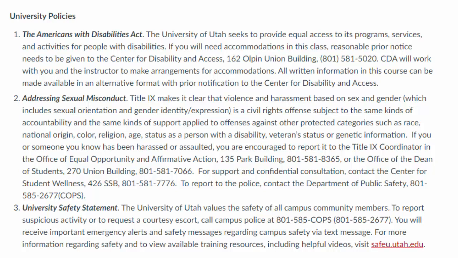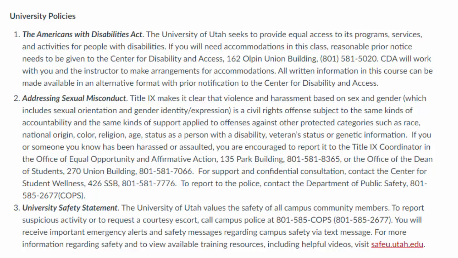Title IX makes it clear that violence and harassment based on sex and gender, which includes sexual orientation and gender identity and expression, is a civil rights offense subject to the same kinds of accountability and the same kinds of support applied to offenses against other protected categories such as race, national origin, color, religion, age, status as a person with a disability, veteran status, or genetic information.